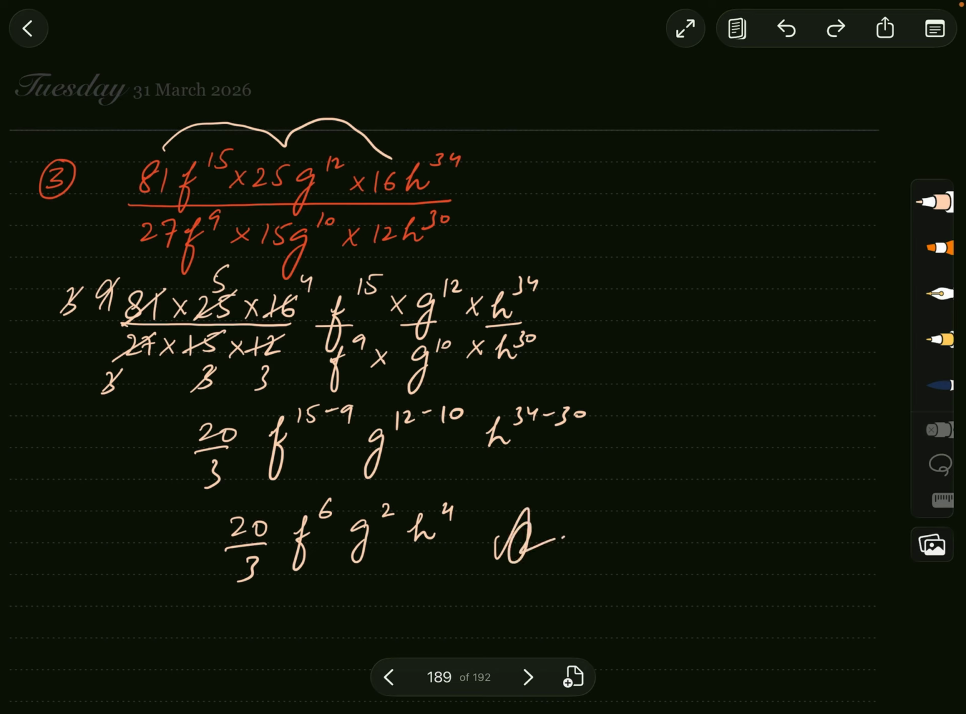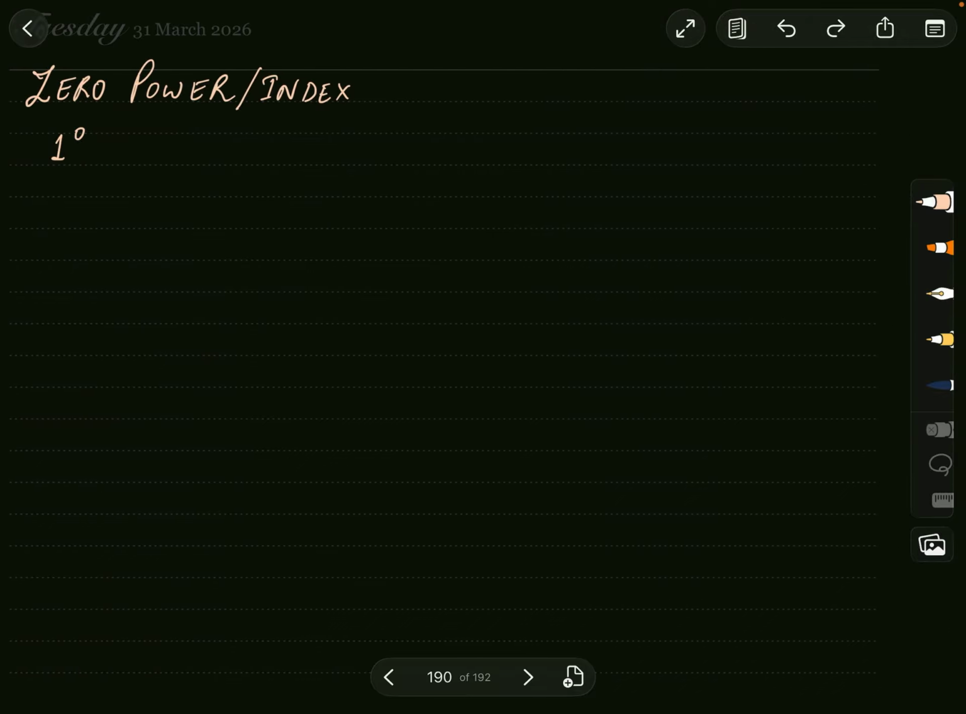Now these types of questions could be n number of questions, so you can apply the basic rules and that's all you will need to solve the questions. Now come to the next topic, which is zero power or index. So 1 to the power of 0 is what? Ideally this is 1 and I'll explain why.